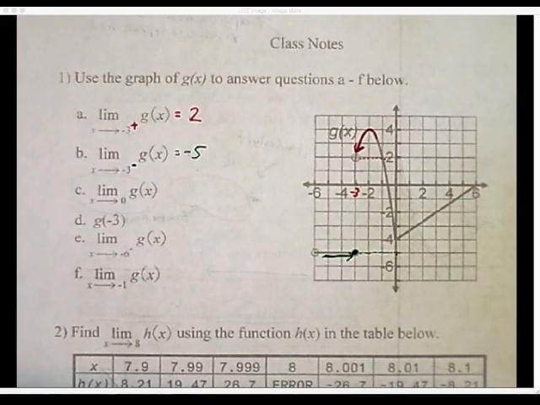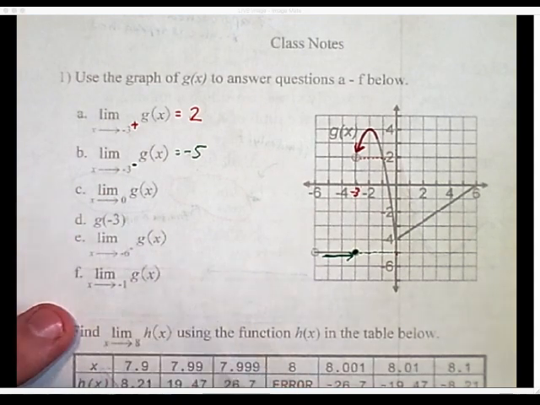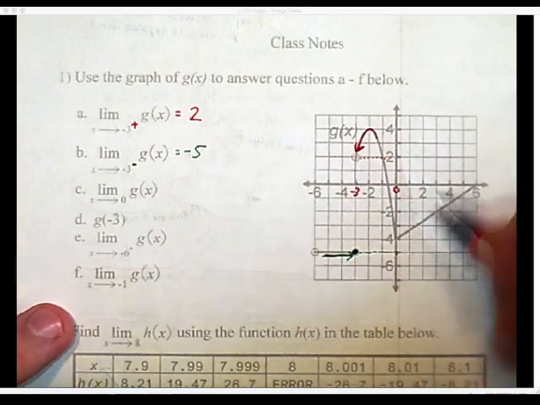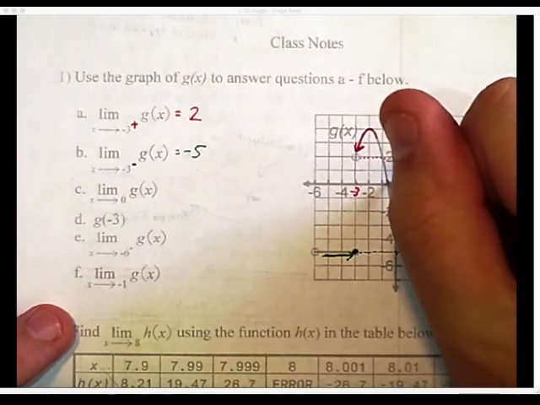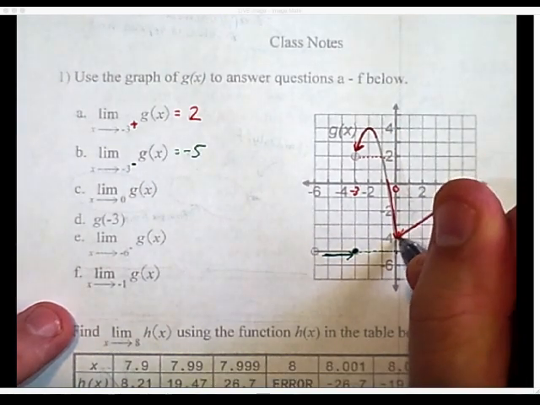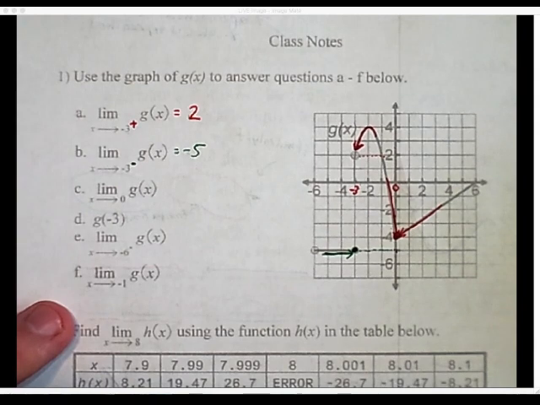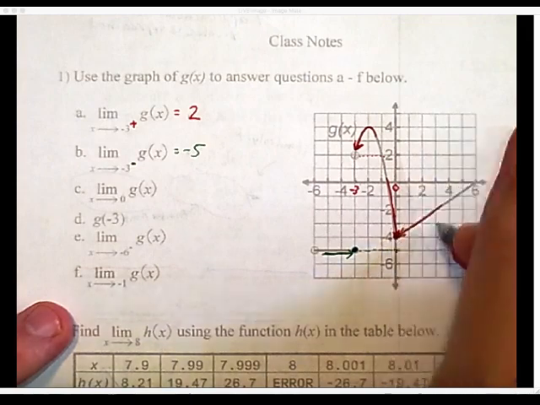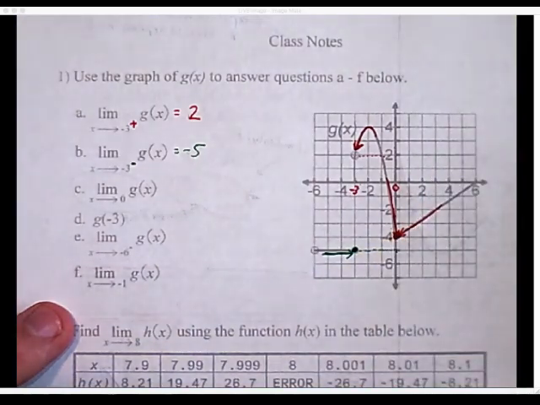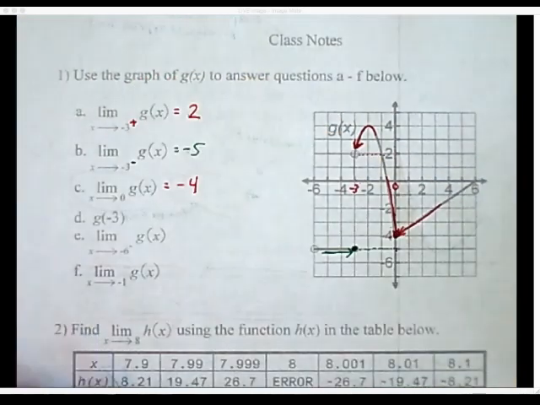All right, let's do the next one. It says, what's the limit of g of x as x approaches 0? Okay. So here's an x value of 0. As I come in from the left side, and as I come in from the right side, closer and closer to that x value, it looks like the left side and the right side are approaching the same y value, which is right there. So from the left, I'm approaching -4, and coming in from the right, I'm approaching -4. So that's why this one is -4.